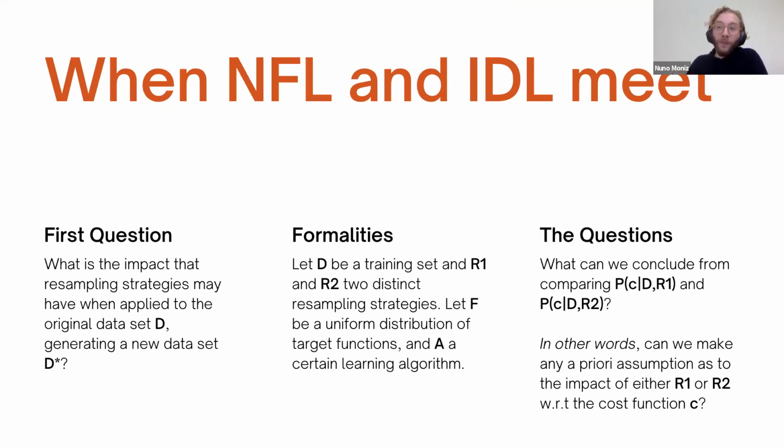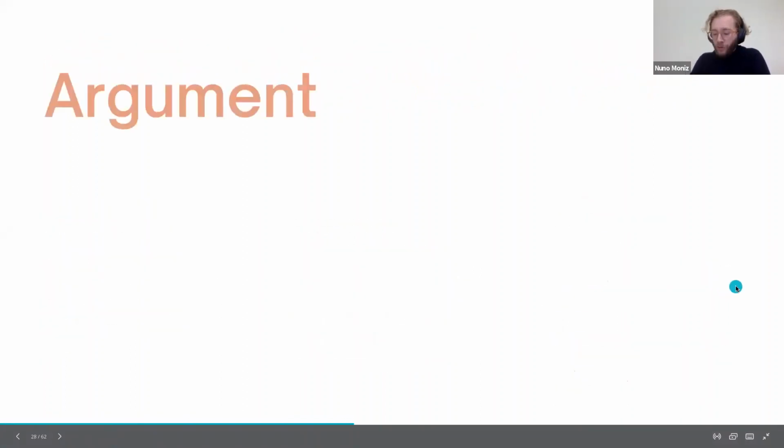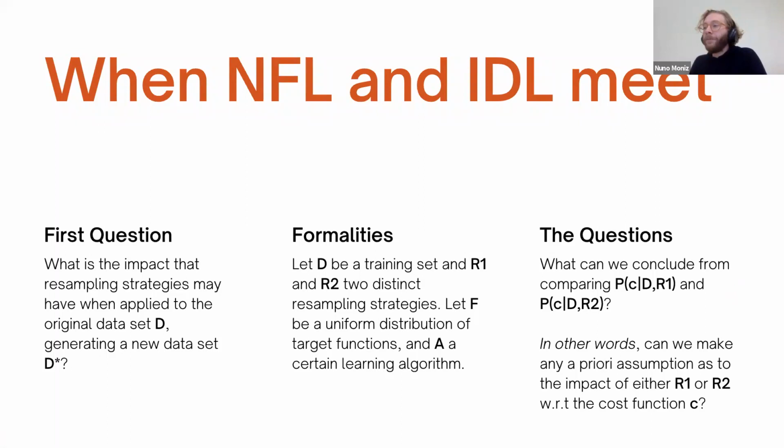And then we have the formalities. We just assume that we have a data set D as a training set, and we have two distinct resampling strategies, resampling strategy 1 and 2, and that F will be a set of uniformly distributed target functions and a certain learning algorithm. The question here is, what can we conclude by comparing these two probability functions that are here on the right, or in other words, which are more relevant and incisive?